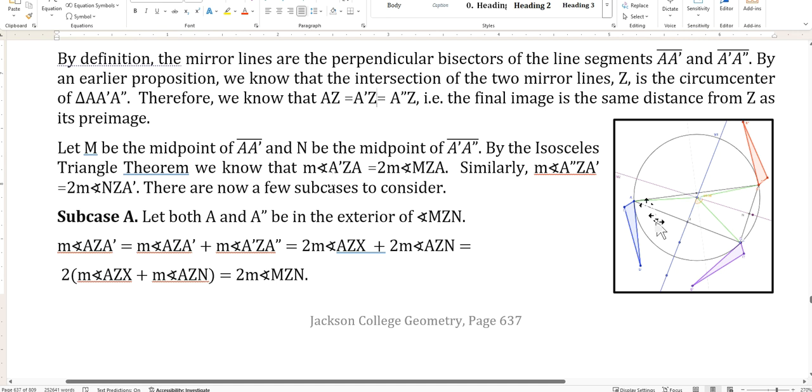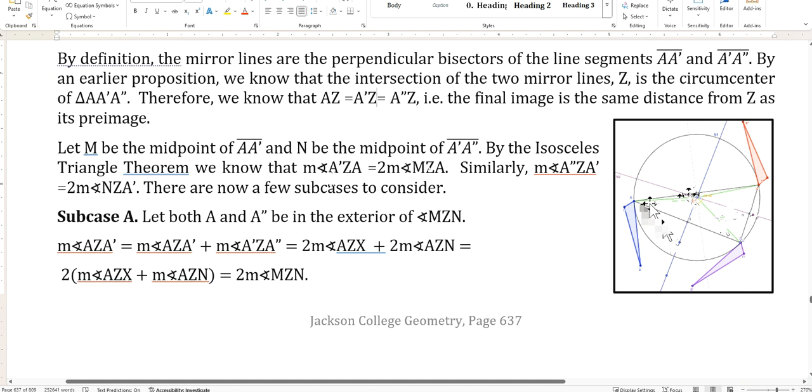Okay, so if you go A prime to Z to A, that big angle is going to be twice the angle from the midpoint M to Z to A. And similarly, you're going to get the same relationship for this isosceles triangle over here. This going through the midpoint is going to be a perpendicular bisector of this side, and it's a bisector of this angle as well. So this angle from A prime to Z to A double prime is going to have twice the measure of the angle from N to Z to, say, A prime.